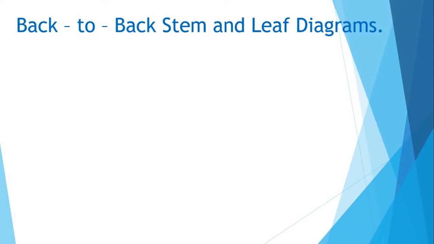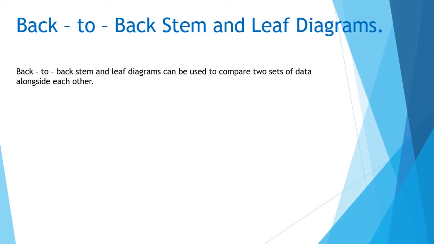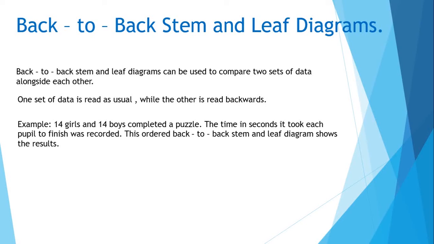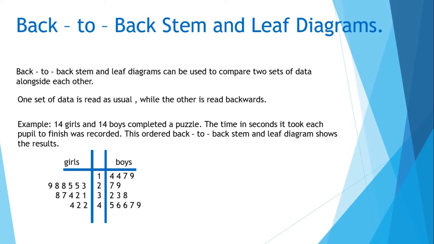Back-to-back stem and leaf diagrams can be used to compare two sets of data alongside each other. One set of data is read as usual, while the other one is read backwards. For example, 14 girls and 14 boys completed a puzzle. The time in seconds it took each pupil to finish was recorded. This ordered back-to-back stem and leaf diagram shows the results.